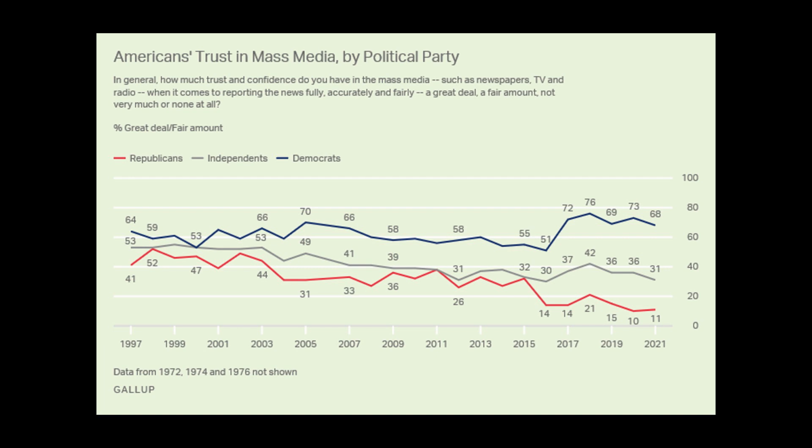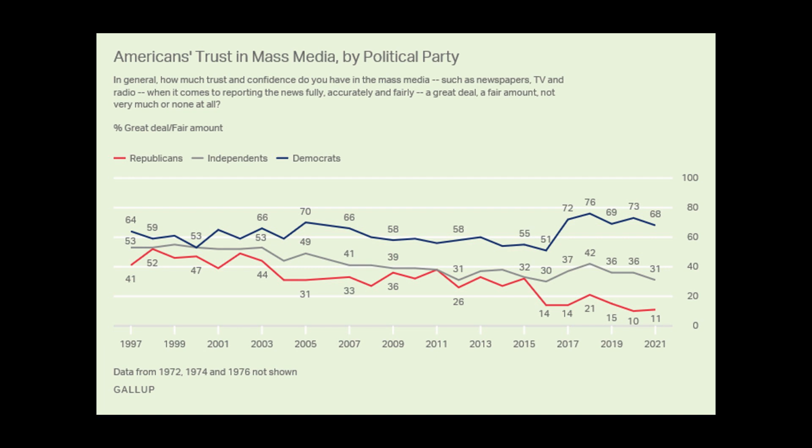But what happens when we break that down by partisanship? We see night and day differences. Almost 70% of Democrats trust the news media, compared to just 11% of Republicans. And as always, we see independents in the middle at about 31%. But what do you think explains this drastic difference? Why do you think 70% of Democrats trust the news compared to just 11%? Very curious to hear your thoughts in the discussion board.